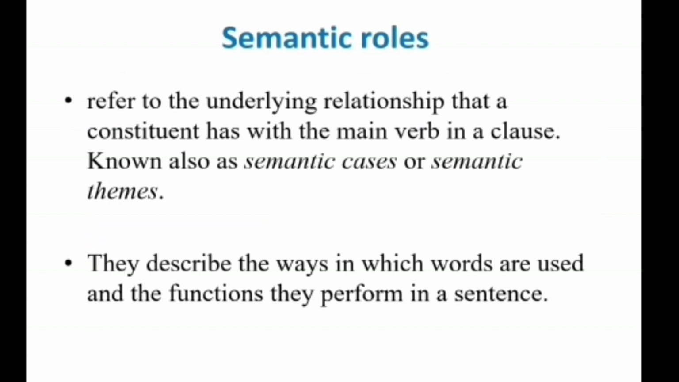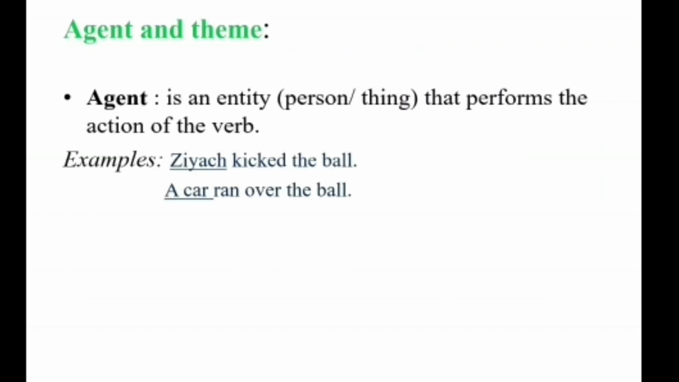So semantic roles refer to the underlying relationships that a constituent has with the main verb in a clause, known also as semantic cases or semantic themes. They describe the way in which words are used and the functions they perform in a sentence. And you have them in your textbook, so they have roles such as agent, theme, instrument, experiencer, and so on. Now let's explore these roles one by one. The first pair of roles is agent and theme.